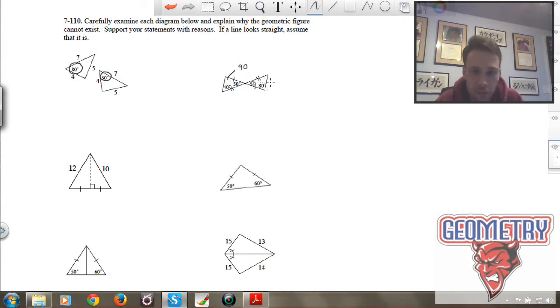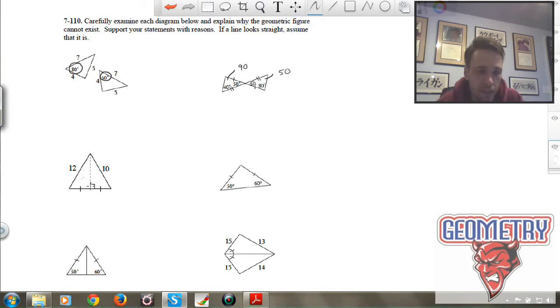But if we do the same thing over here and we add these together, right, 80 plus 50 is 130, which means this angle would be 50. So there's something funky going on with the angles. So the relationships between the two triangles say that they should be congruent, but the angles again are different. So very similar to the first problem there. The sides are saying one thing and the angles are saying another.